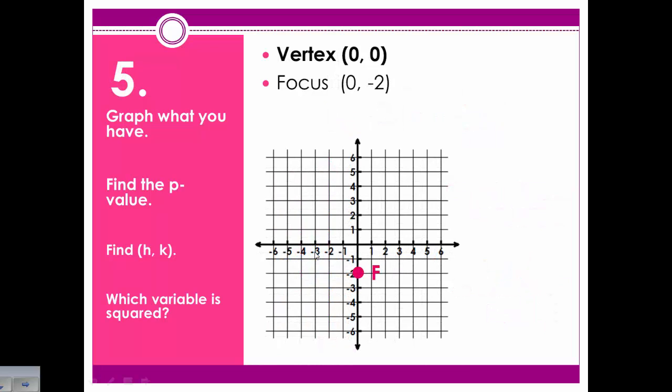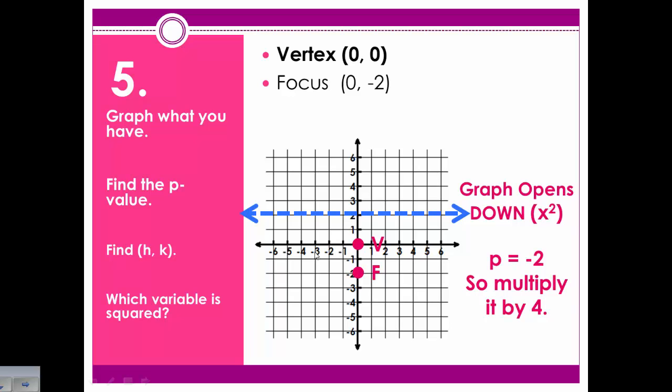On this problem, we already know h and k. You need to figure out what direction is the graph going. Keep in mind that the parabola wraps around the focus. So this one has to be opening downward. We count the distance from the focus to the vertex to figure out our p-value. We know p is negative because it opens downward. We know that it's x squared because it's opening down.